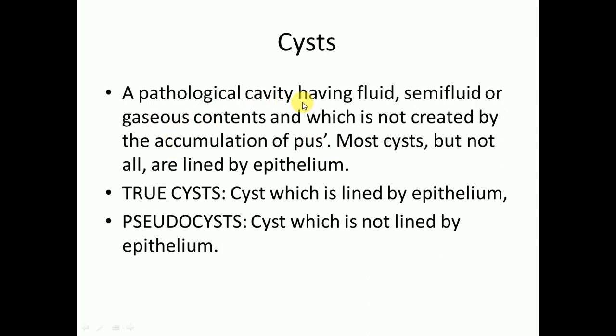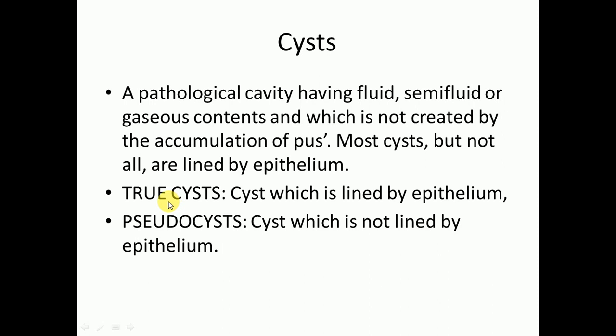A cyst is a pathological cavity having fluid, semi-fluid or gaseous contents, and which is not created by the accumulation of pus. Most cysts, but not all, are lined by epithelium. So you should keep this point in your mind that there will be no pus in the cysts, okay? And if the cyst contains an epithelial covering or lining, it will be known as a true cyst. If there is no epithelial lining or covering, then it will be known as a pseudocyst. They both are cysts, but one is a true cyst and the other is a pseudocyst.